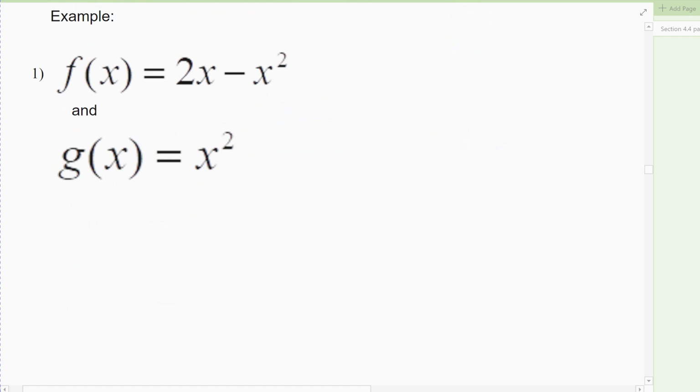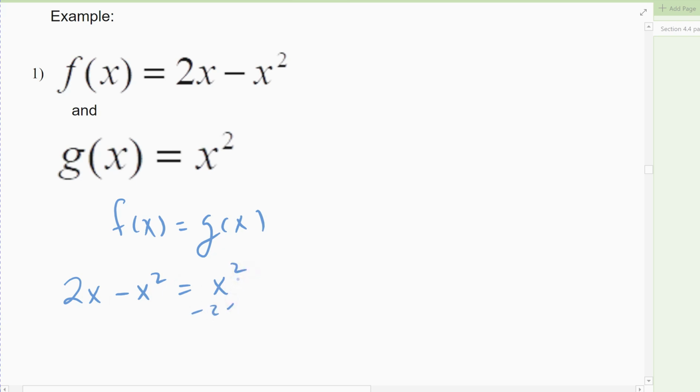In a simple example, we have two quadratics. My first quadratic, f of x, is 2x minus x squared. My second quadratic is simply g of x equals x squared. Take f of x, set it equal to g of x, and solve. I'm going to solve it by hand, and you can also solve this on the calculator, which I'll pop up a picture of in a little bit. So 2x minus x squared equals x squared.